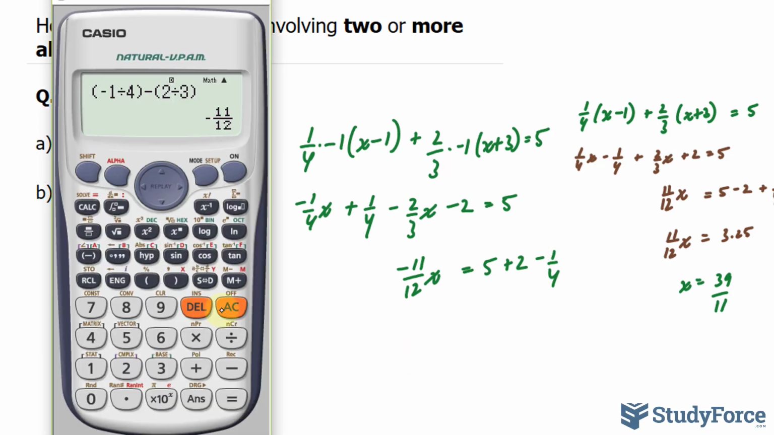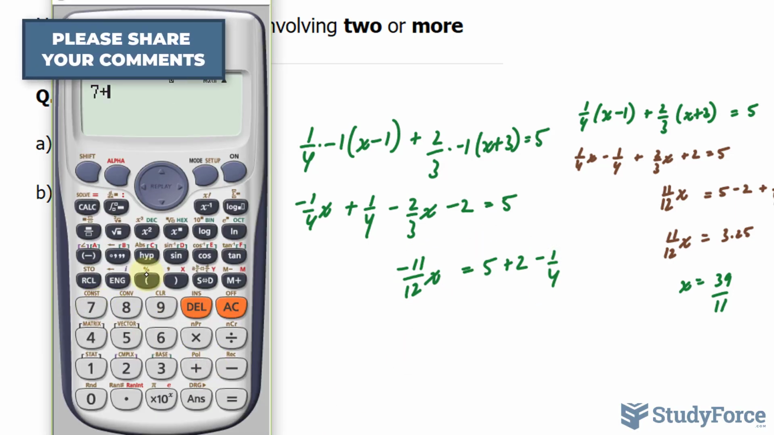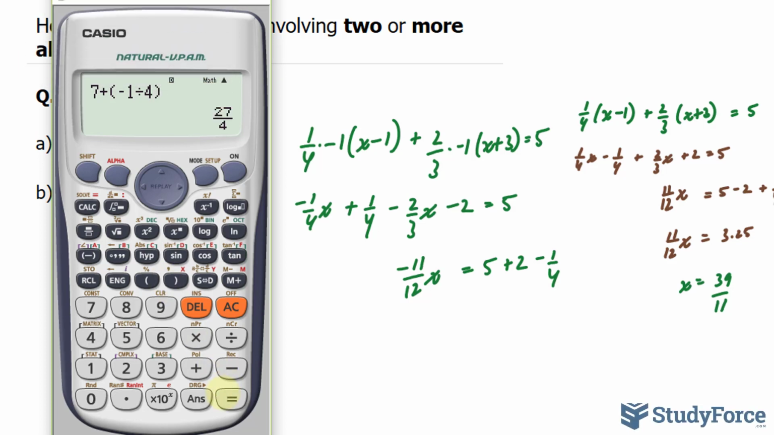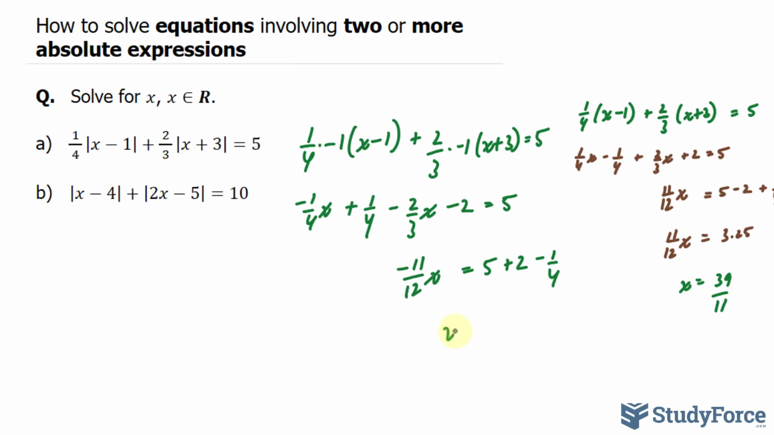And over here, I have 7 plus negative a quarter. And that's 27 over 4. I'll divide both sides by negative 11 over 12, where I end up with a brand new x value, negative 81 over 11. That is another possible answer for x. Another possibility is if this is positive and that's negative. So we'll have to solve this a third time.